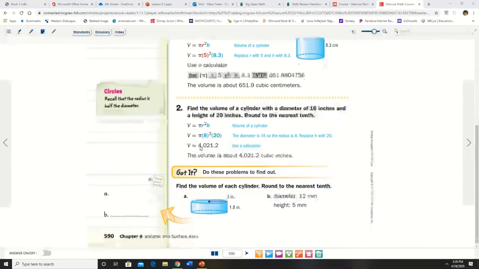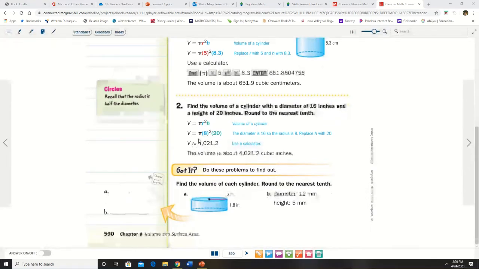So when we plug that in, notice they've changed it from the equal sign to about or approximately. So the volume is going to be about 4,021.2, again, cubic inches. So what I would like you to do right now is to pause this video and take a minute to find the volume of each cylinder and round to the nearest tenth on Got It problems A and B. So go ahead and pause your video.